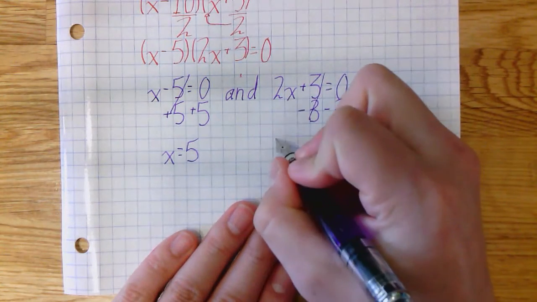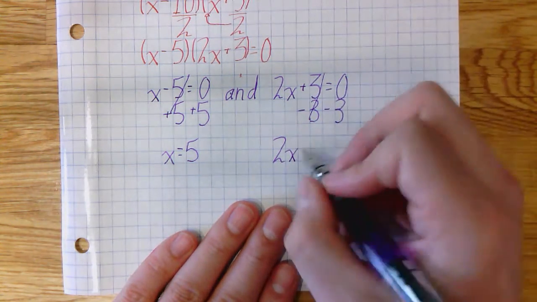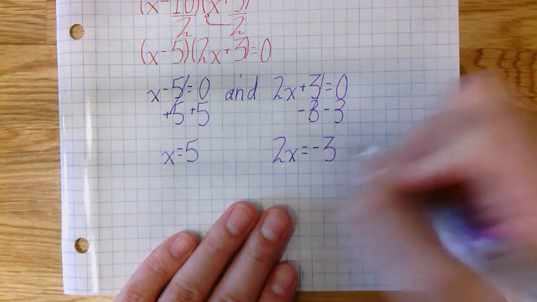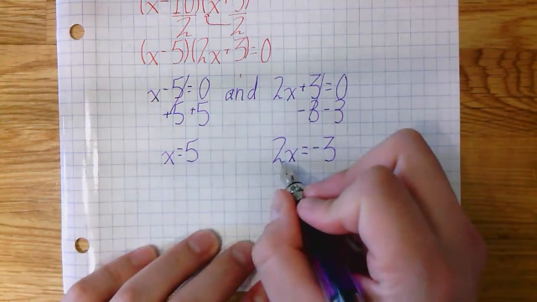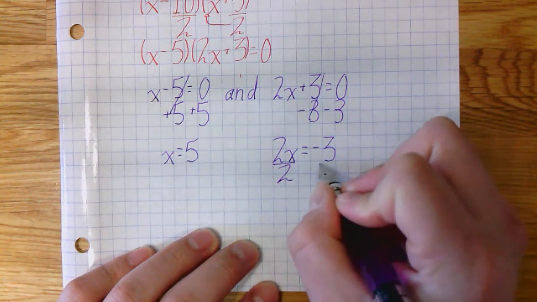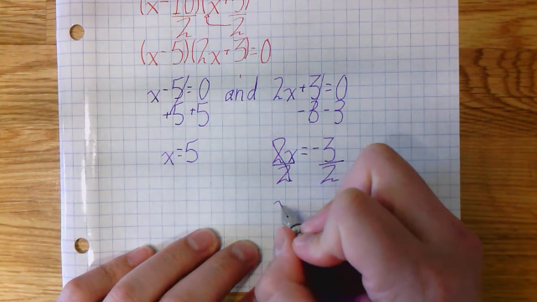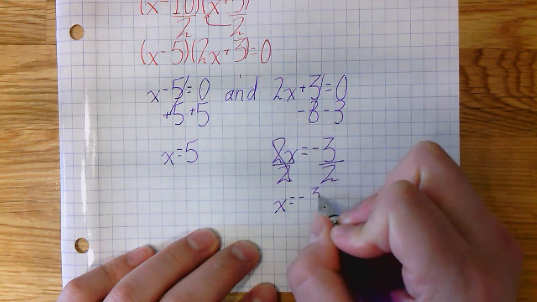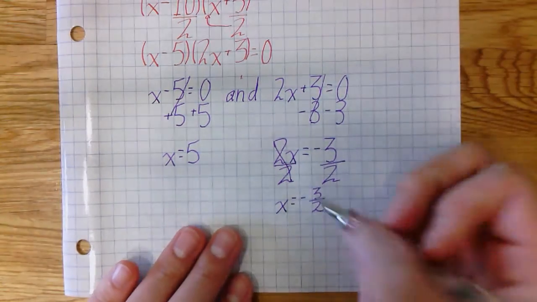So bring down our 2x. Boom, 2x. Okay, the 3s canceled. Bring down our equal sign. 0 minus 3 is negative 3. But this one's kind of like a z, and z's are awesome. So there. Okay, now we have to get rid of this times 2. So we're going to divide both sides by 2. Those cancel. So here, x equals negative 3 over 2. Okay, so there's our 2 answers.